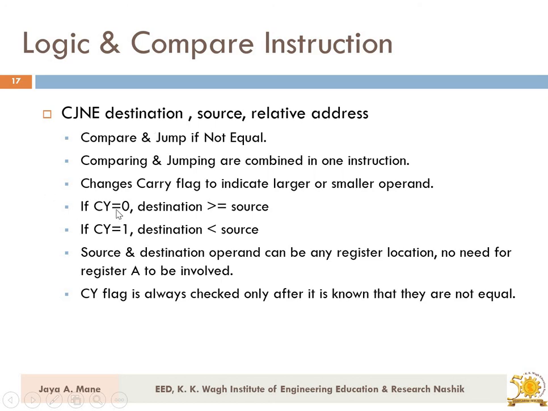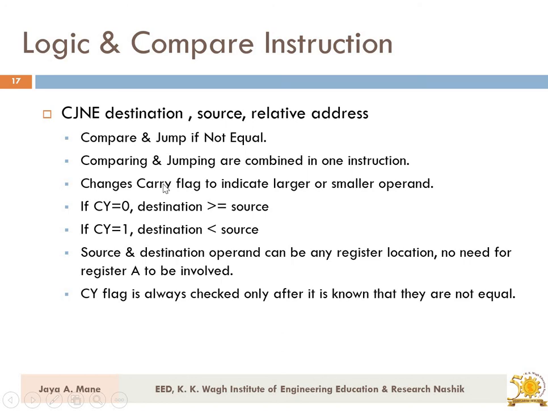If the comparison is done and they are found to be not equal, it will jump to the relative address. If the two are equal, then the next instruction will get performed and it will not jump to the address. Alright, that is how it is performed. It changes the carry flag to indicate the larger or the smaller operand.